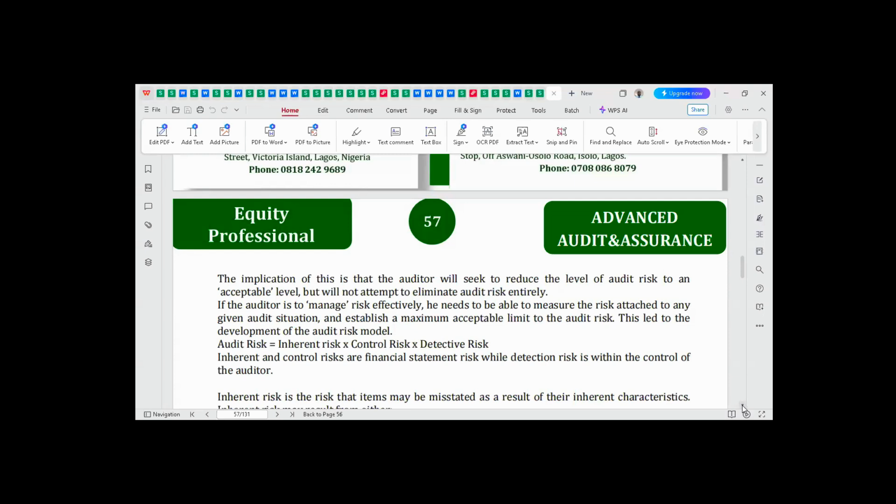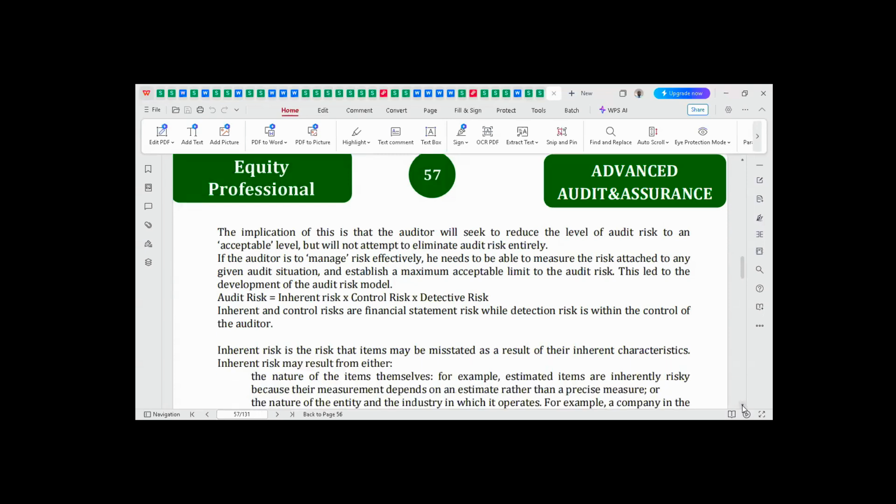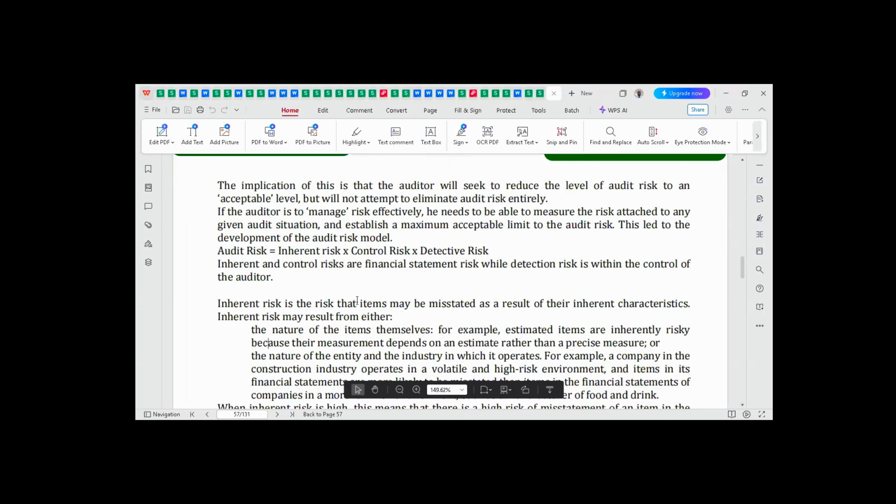All right? So let's look at those components of the audit risk. Let's start with the first one, inherent risk. Why do we call it inherent risk? This is the risk that items will be misstated as a result of their inherent characteristics. So the nature of the items themselves are susceptible to manipulation. Let me explain what that means. When you say something is inherent, that means the thing is inborn.